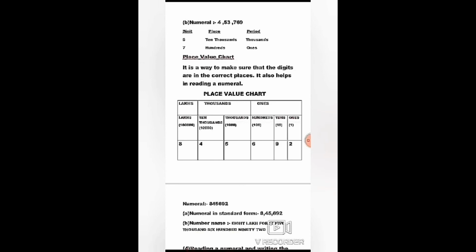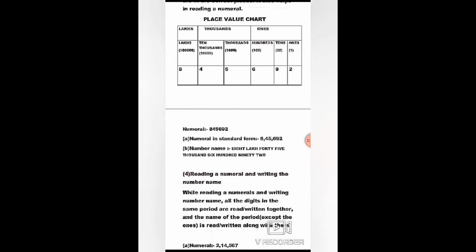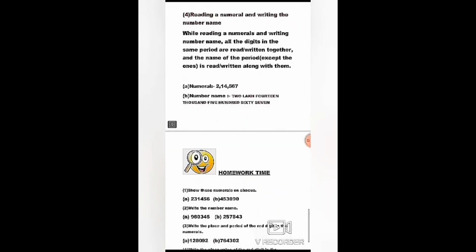Place value chart. It is a way to make sure that the digits are in the correct places. It also helps in reading a numeral. So this is the place value chart in which we have periods and places. And the number shown here is 8,45,692. And here the standard form is written and the number name is 8,45,692.